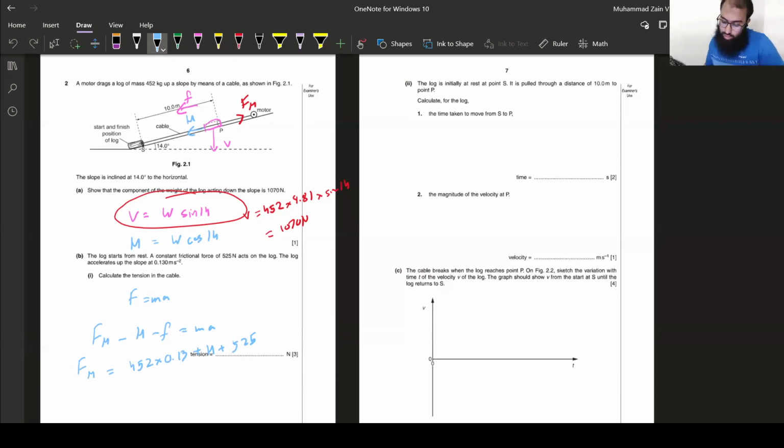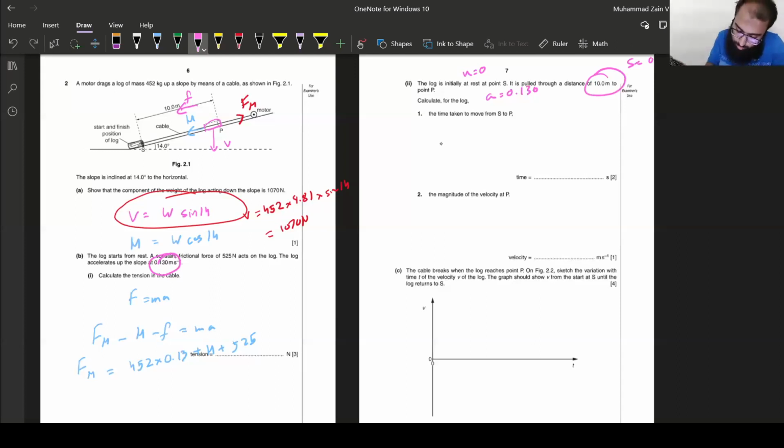The log is initially at rest at point S. It is pulled through a distance of 10 meters to point P. Calculate for the log the time taken to move from S to P. So obviously I won't do this part now, these questions. These are part of the projectile motion part. They've given us the distance. We know the acceleration, we know the initial velocity equals 0, S equals 10, and we don't know V. We know acceleration equals 0.130. So we could just use this information and find time.